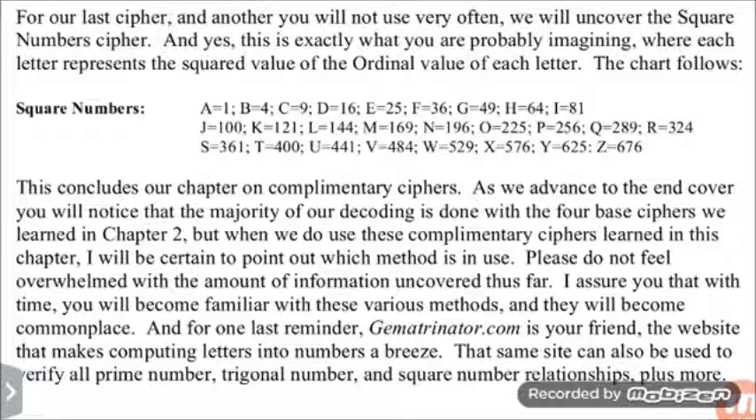This concludes our chapter on complementary ciphers. As we advance to the end of the book, you will notice that the majority of our decoding is done with the 4 base ciphers we learned in chapter 2. But when we do use these complementary ciphers learned in this chapter, I will be certain to point out which method is in use. Please do not feel overwhelmed with the amount of information uncovered thus far. I assure you that with time you'll become familiar with these various methods, and they will become commonplace. And for one last reminder, Gematrinator.com is your friend, the website that makes computing letters into numbers a breeze. That same site can also be used to verify all prime number, triagonal number, and square number relationships, plus more.